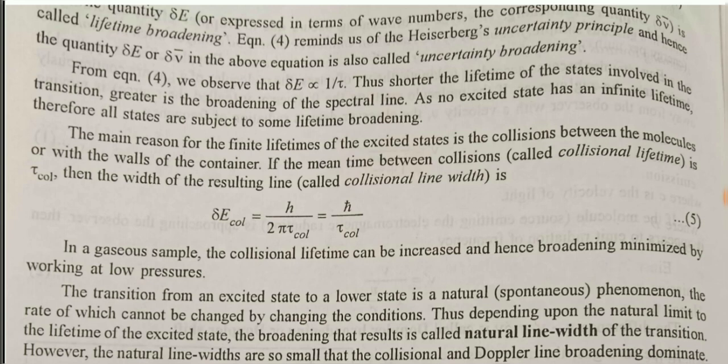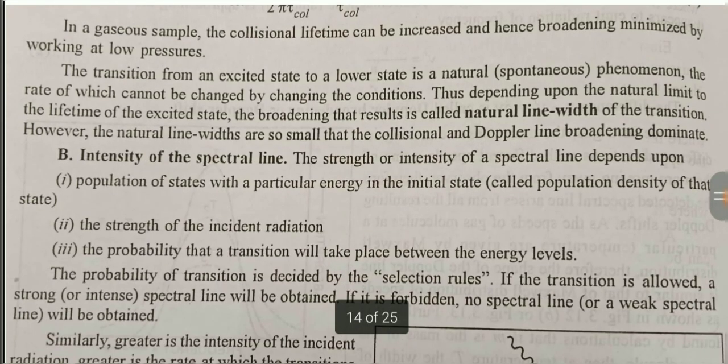The main reason for the finite lifetimes of the excited state is the collisions between the molecules or with the walls of the container. If the mean time between collisions is t collision, then the width of the resulting line del E collision is equal to h upon 2 pi t collision, which is approximately h upon t collision. In a gaseous sample, the collisional lifetime can be increased and hence broadening minimized by working at low pressures. The transition from an excited state to a lower state is a natural phenomenon, the rate of which cannot be changed by changing the conditions.